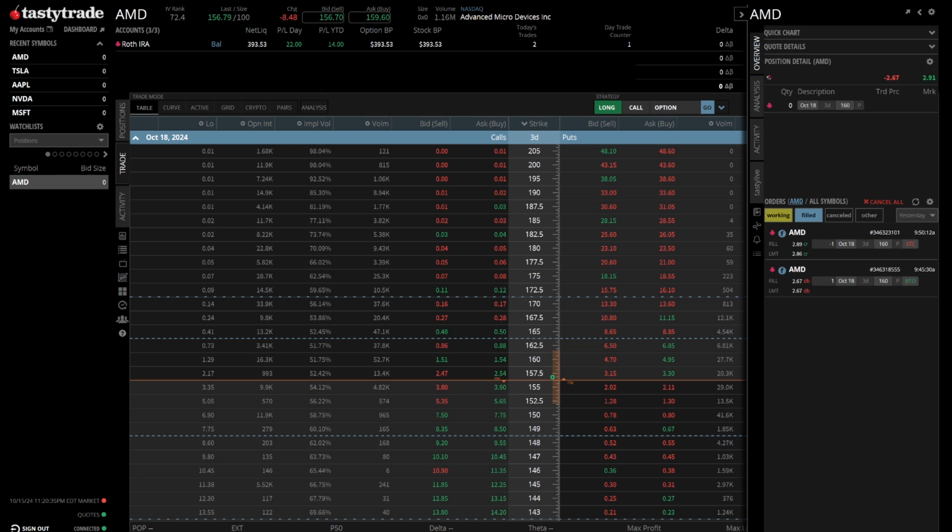All right, let's get into the trade. So this is the Tasty Trade platform. I have nothing to do with Tasty Trade. I'm just showing you on the small account how we're doing this. This is my IRA Roth. Started out with $300. You can see we're up to $393.